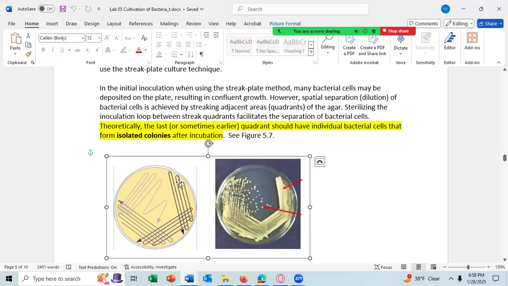And then don't go in streak one, where the bacteria are more concentrated. Go in the regions where the bacteria are more dilute. You don't want to pick up a high concentration of cells, otherwise streak two will look very similar to streak one. And then streak three is better.